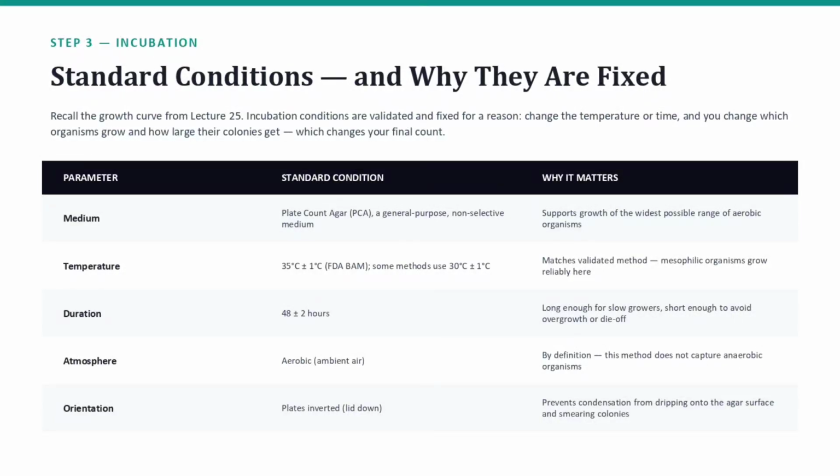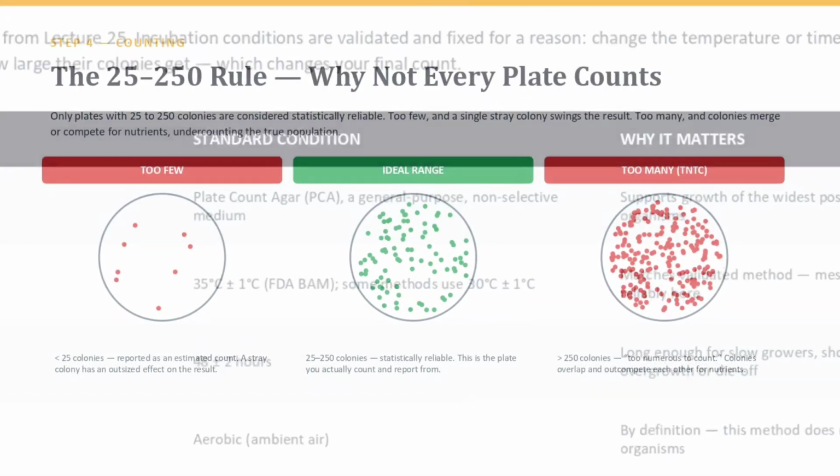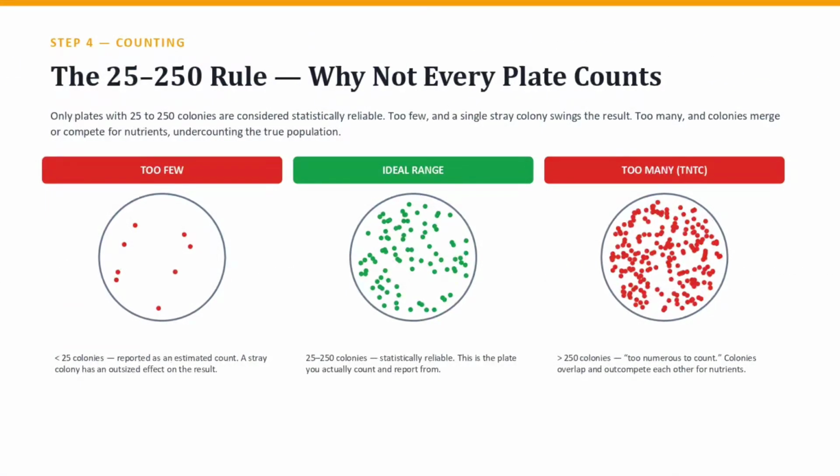That is exactly why these conditions are validated and fixed rather than left to judgment. Now let's talk about counting, and this is where the 25 to 250 rule comes in. Only plates with 25 to 250 colonies are considered statistically reliable.